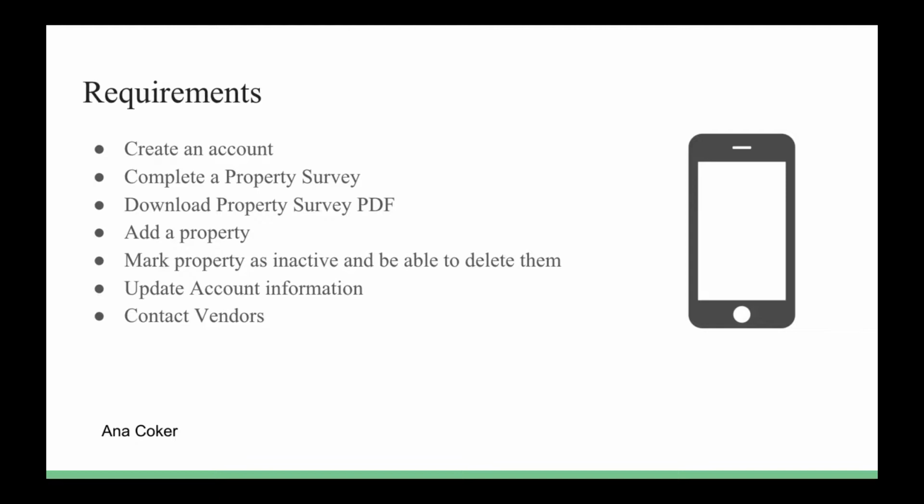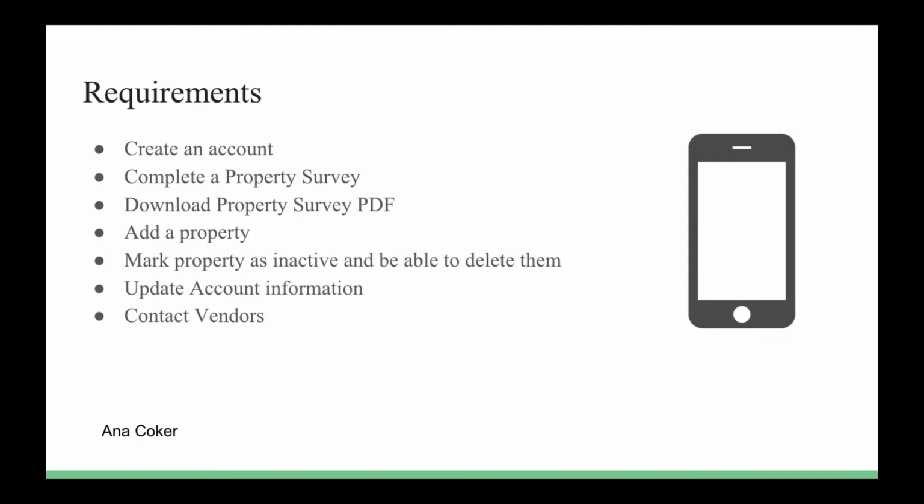Hi, this is Anna Coker, and this is the list of requirements for the project. So the first one is create an account. Administrators, employees, and individuals create user accounts to interact with the system and save their information to a profile. The second one is complete a property survey. Through voice recognition tools, text, and photos, users can complete property surveys on the iOS and Android applications, which the system will store in a database for later retrieval.